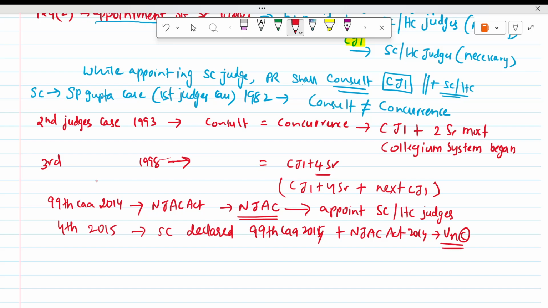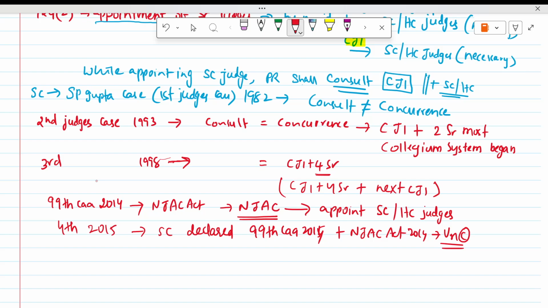This is unconstitutional. It was declared unconstitutional, and the reason the Supreme Court gave is that the independence of the judiciary will be under threat. So that's why the 99th Constitutional Amendment Act 2014 and the NJAC Act 2014 were declared unconstitutional in the Fourth Judges case 2015. So at present, again, the collegium system is there.